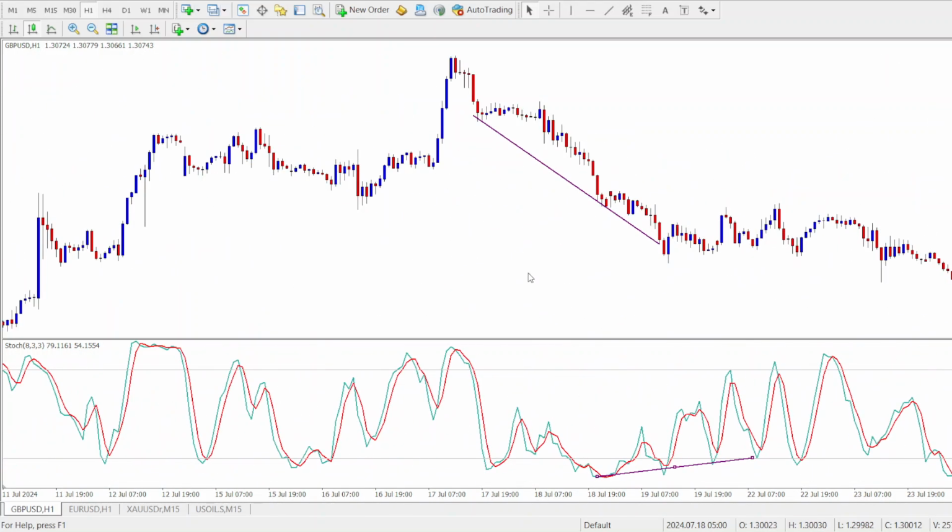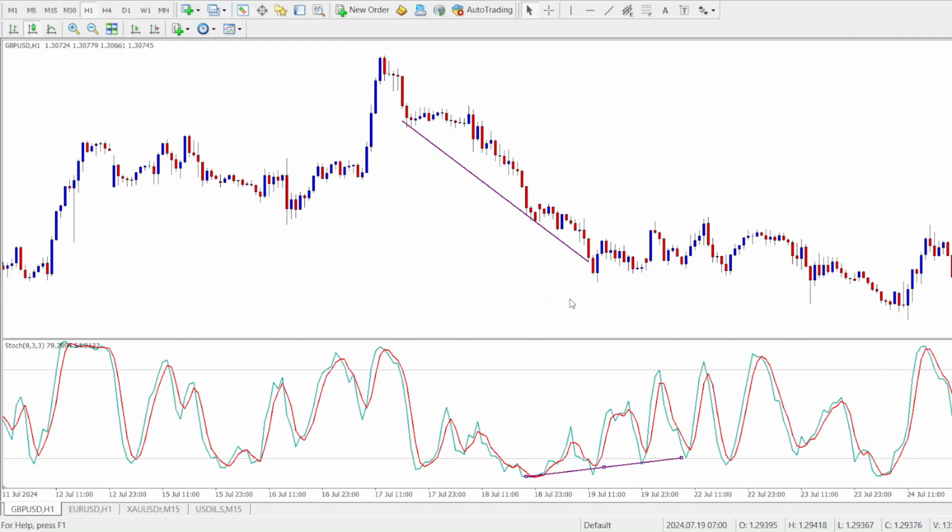So when you notice this, it's called a hidden divergence. The price is making lower lows, the oscillator is making higher lows. So it shows that the downtrend may continue. The bearish hidden divergence shows that the downtrend may continue.